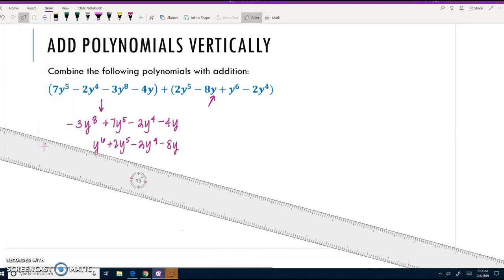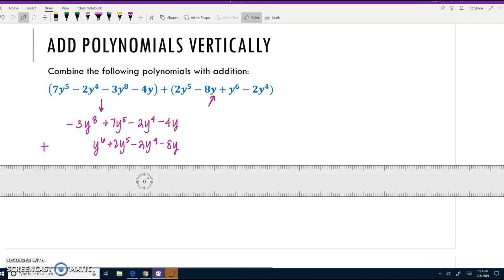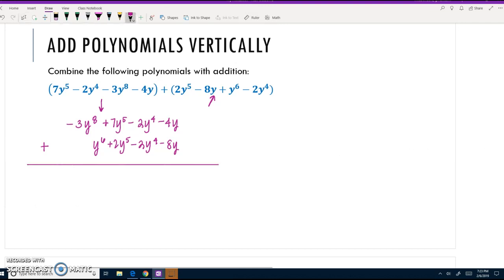So however you want to align them up, it's best if they are directly underneath the ones of the same degrees, but if you have some that are mismatched, fill in the spaces there. So if we go to add these down, this negative 3y to the 8th has to come down because there's nothing it can combine with. Same thing with this y to the 6th, so that's going to come on down.